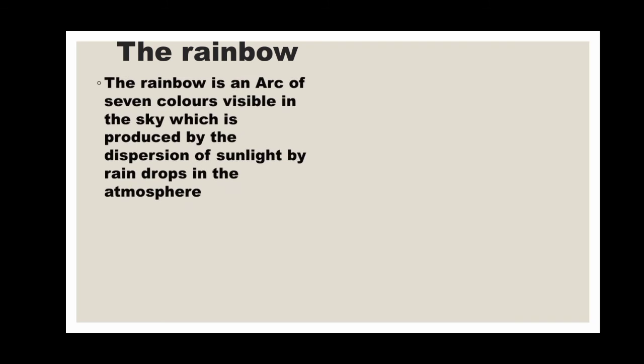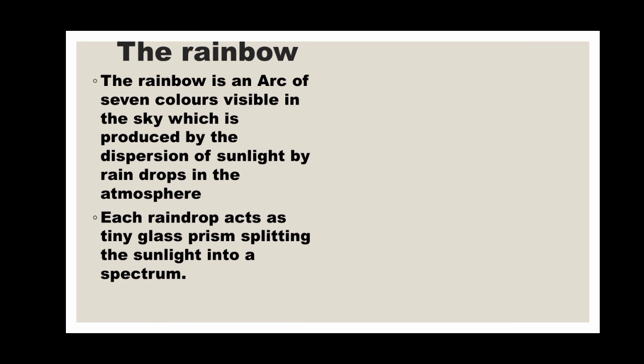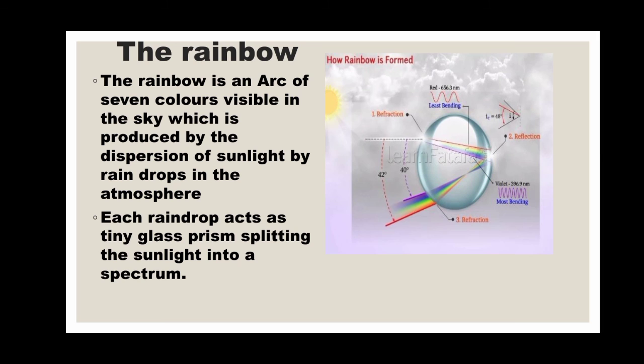The rainbow, one of the most beautiful examples of spectrum formed by the dispersion of sunlight, is provided by nature in the form of rainbow. The rainbow is an arc of seven colors visible in the sky, which is produced by the dispersion of sunlight by raindrops in the atmosphere. Each raindrop acts as a tiny glass prism, splitting the sunlight into a spectrum.